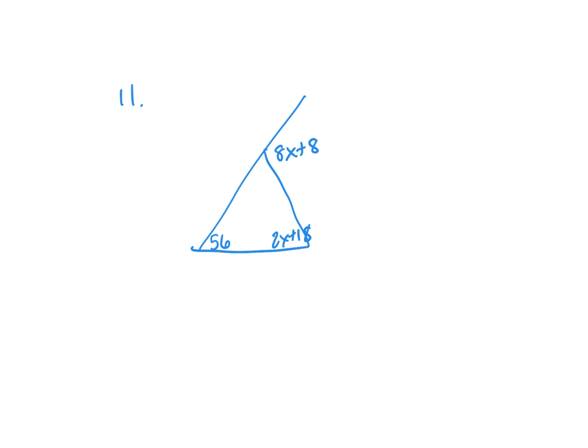Same thing here. There's X's here, so it's uglier. But the two guys inside that are not touching the 8x plus 8, so 56 plus 2x plus 18 equals 8x plus 8. Okay? So we're going to move the 2x to the right and move the number to the left. So we get 56 plus 18 minus 8 equals 6x.